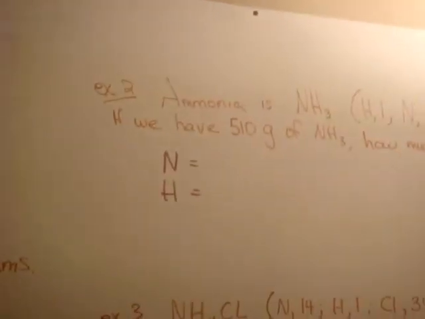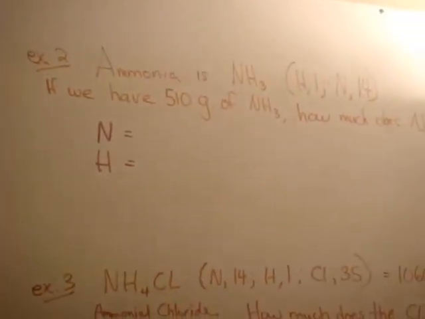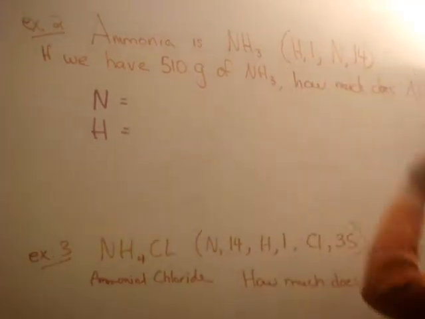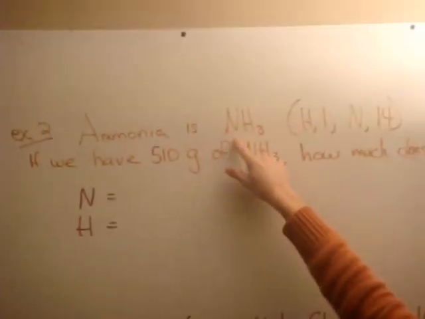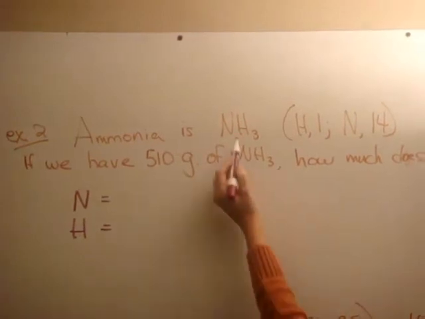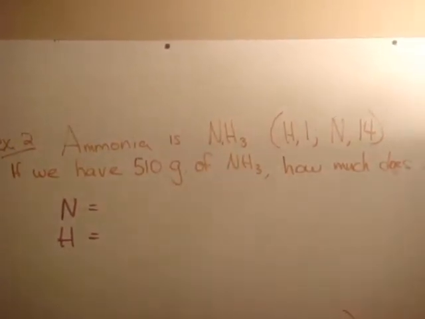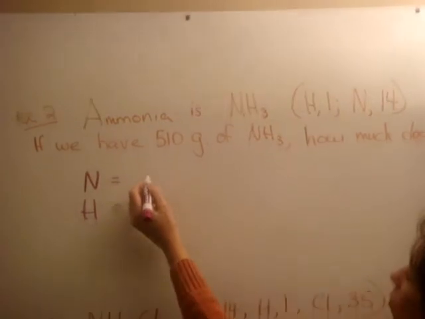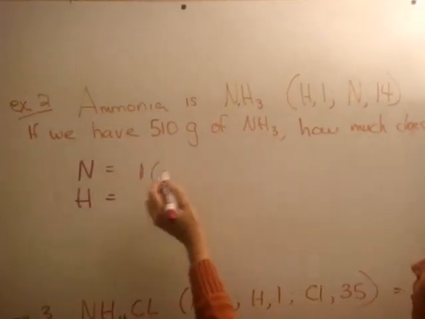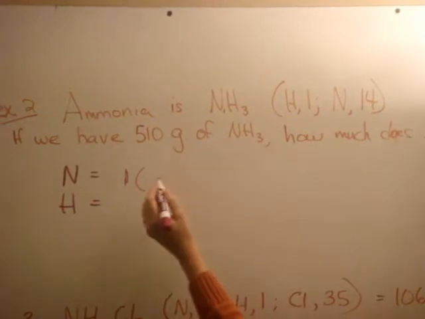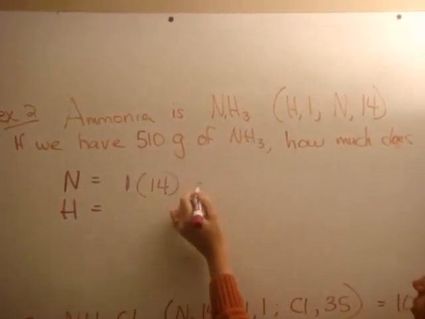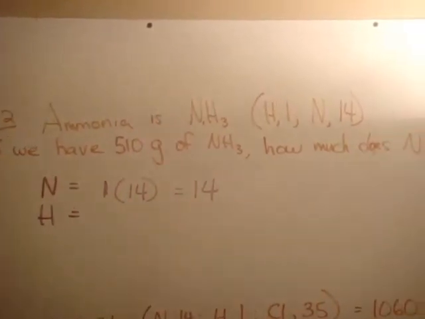This time our molecule is ammonia, and they write ammonia NH3, where our hydrogen is going to weigh 1, like it did in the last one, and our nitrogen is 14. So we're going to do the same thing. We have 1 nitrogen. See how there's not a subscript down here? That would be 1. So we take our 1 nitrogen times how much our nitrogen weighs. Our nitrogen weighs 14. So we have a total weight of 14 grams for the nitrogen.